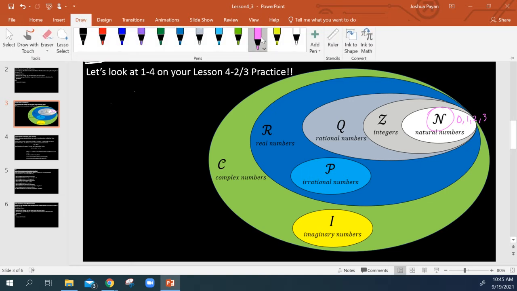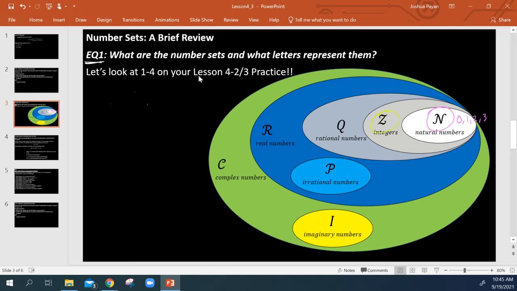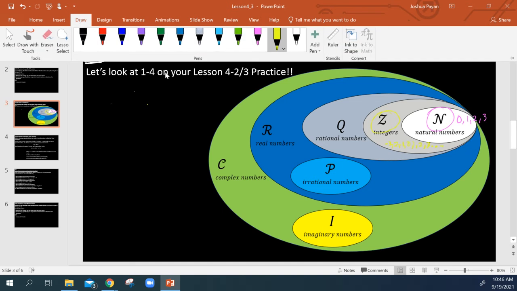Integers include the natural numbers, obviously, right? That's why they're circled in with them. Integers include the natural numbers, but they also include their negative counterparts, right? So we can say 0, 1, 2, 3, and so on, but we can also go back the other way, -1, -2, -3, and so on. Then we get into rational numbers.